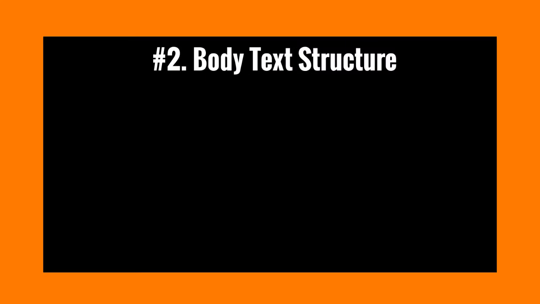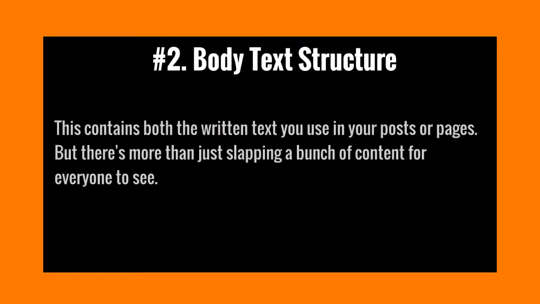Number 2, we have the body text structure, which contains basically everything on your post or your page in terms of content. So this contains both written text that you use in your posts and pages, and there's more than just slapping a bunch of content for everyone to see. So there's a lot that goes into this. So I'm going to break things down so you have a better idea of what you should include in your body text structure.